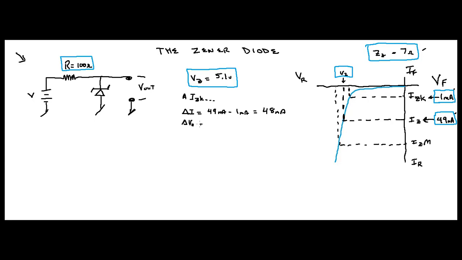just the change, that's going to equal 48 milliamps times 7 ohms, right? And that is going to equal, let me see what that's going to equal. Volts. Okay?